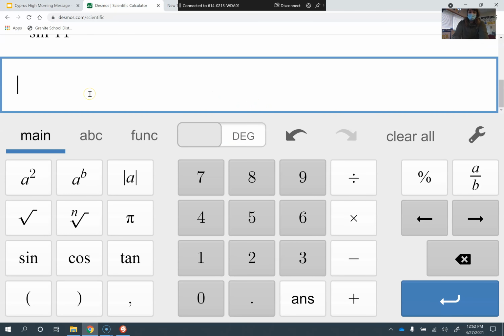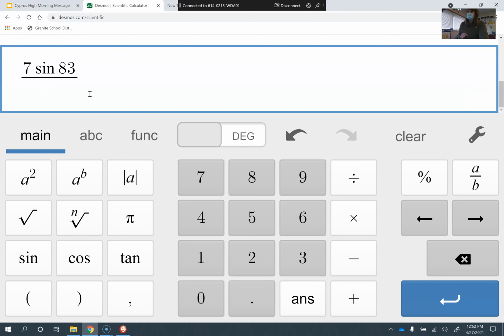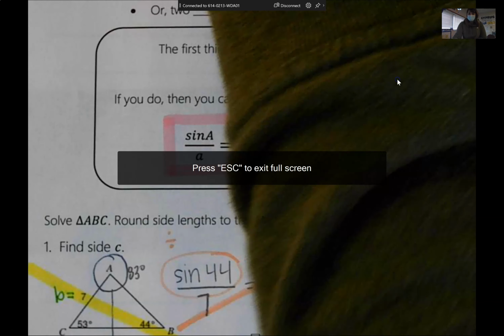And I'm going to type in 7 sine 53, 83. Did I write that down right? 83 divided by sine 44. So the side length of A is 10.